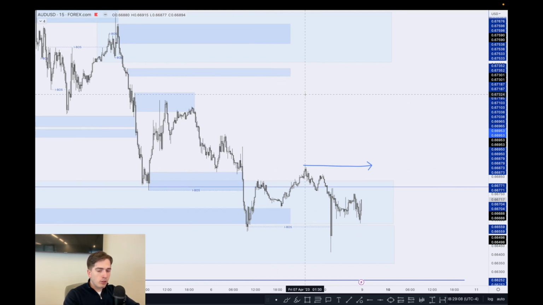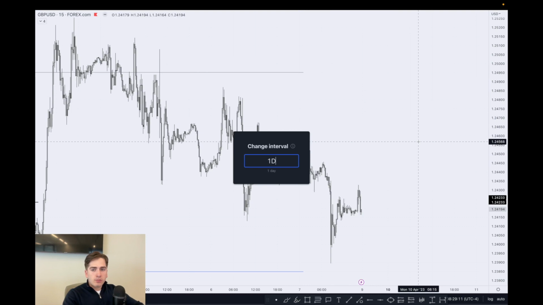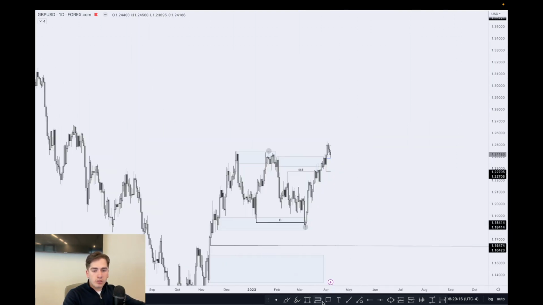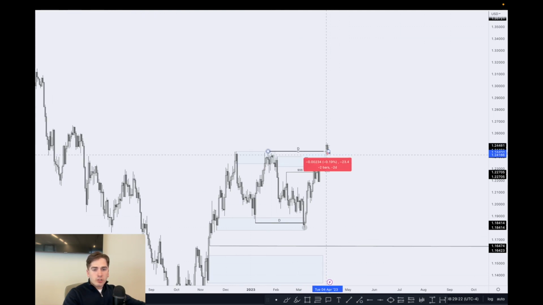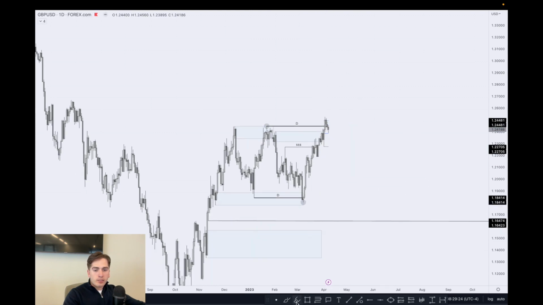So let's have a look at pound dollar. So pound dollar from a daily perspective, what is going on? Well, we saw a daily break of structure over here. So daily break of structure, what does that mean? This is now our swing low, strong swing low. This is now your swing high. After break of structure, what do we expect? We expect a pullback. So keep that in mind when trading.